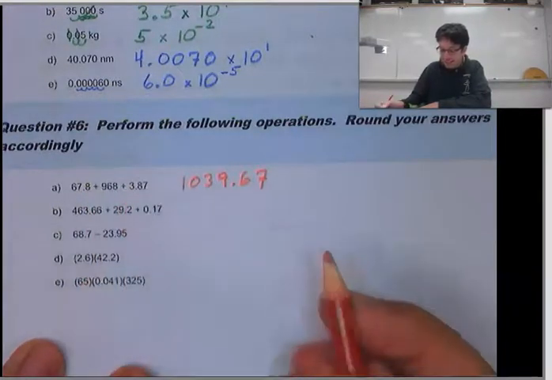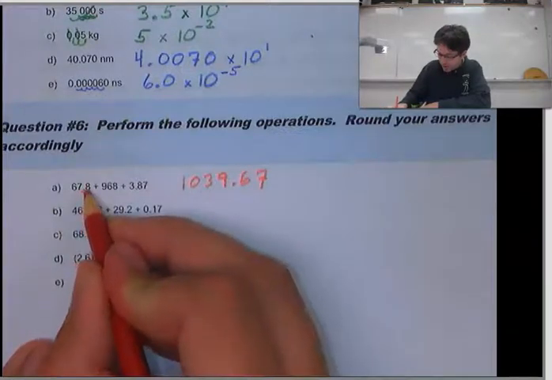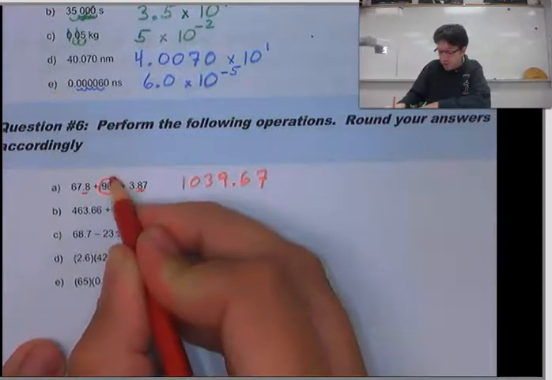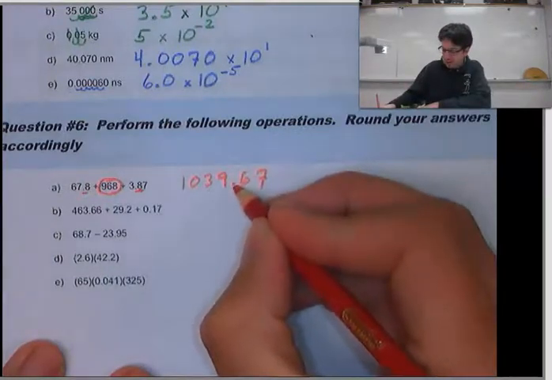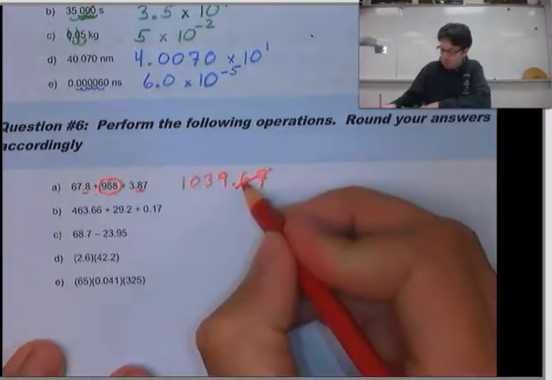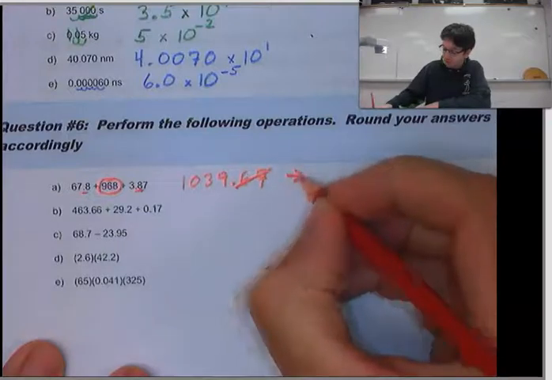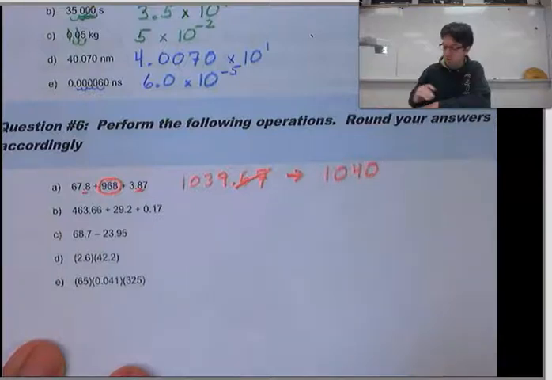Right? Since we're adding, we need to count how many digits are after the decimal point. This has 1, this has none, and this has 2. So this one here is our weakest link. So that means our final answer should be the same as that, which is no digits after the decimal. So these need to go away. But since that number is 5 or above, we need to round up the previous number. So this becomes 10. Instead of 39, we round up to 40.